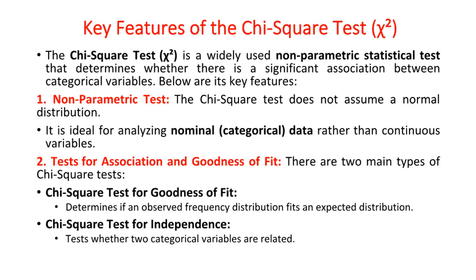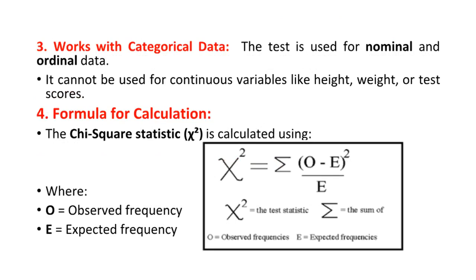2. Tests for association and goodness of fit. There are two main types of chi-square tests. Chi-square test for goodness of fit determines if an observed frequency distribution fits an expected distribution. Chi-square test for independence tests whether two categorical variables are related. 3. Works with categorical data. The test is used for nominal and ordinal data. It cannot be used for continuous variables like height, weight, or test scores.